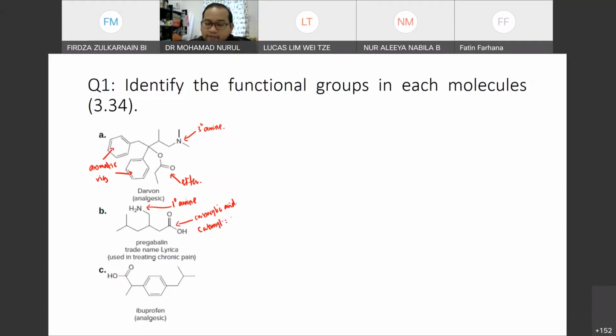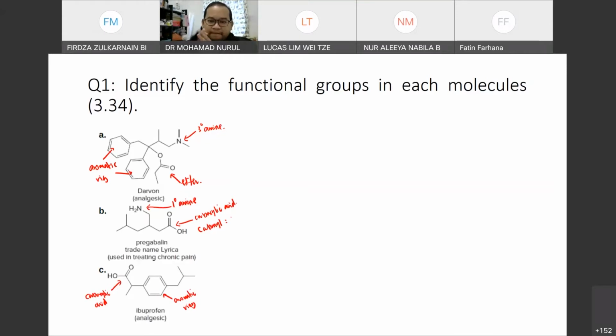Lastly, it is ibuprofen. It's a painkiller. Everybody has been taking this one, unintentionally. This one is a carboxylic acid, and this one is an aromatic ring. Okay, that's all. It's easy. For me it's easy, but it takes time.